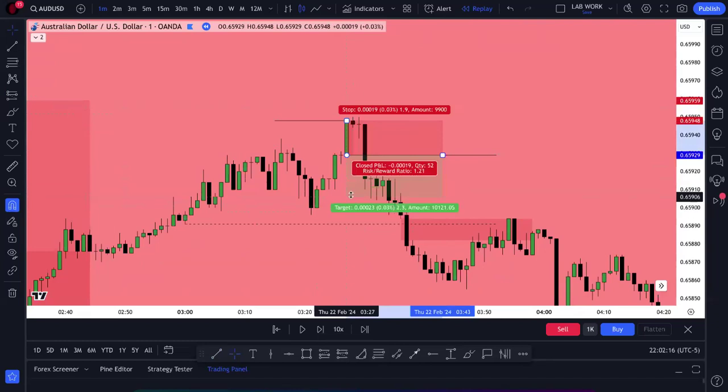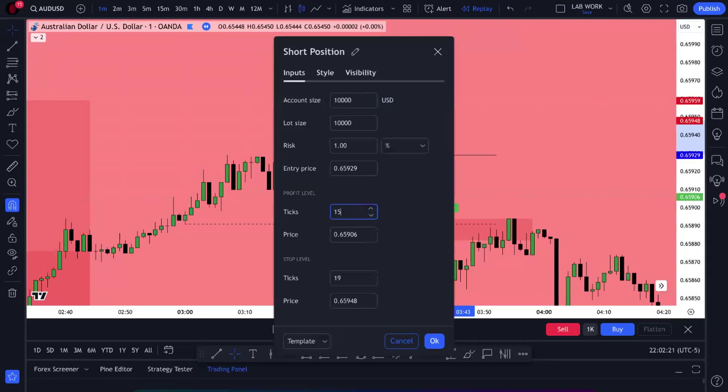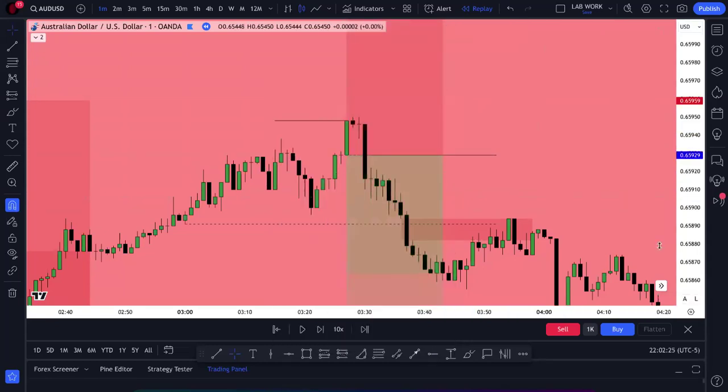Now, I wouldn't necessarily look for a one-to-one because you're on the 1 minute. What I would do is do the same idea intraday: 15 pips for 15 pips.